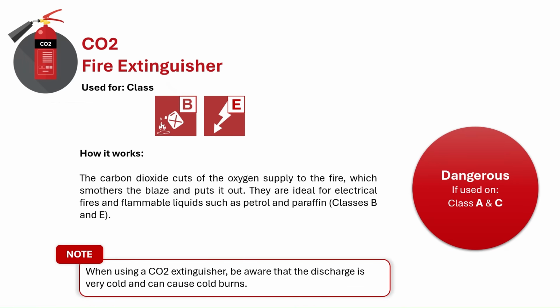CO2 extinguishers are particularly suitable for electrical fires, Class E, and flammable liquid fires, Class B, such as petrol and paraffin. CO2 extinguishers use carbon dioxide to cut off the oxygen supply, effectively smothering the fire. When using a CO2 extinguisher, be aware that the discharge is very cold and can cause cold burns. CO2 extinguishers are not effective on Class A or C fires.